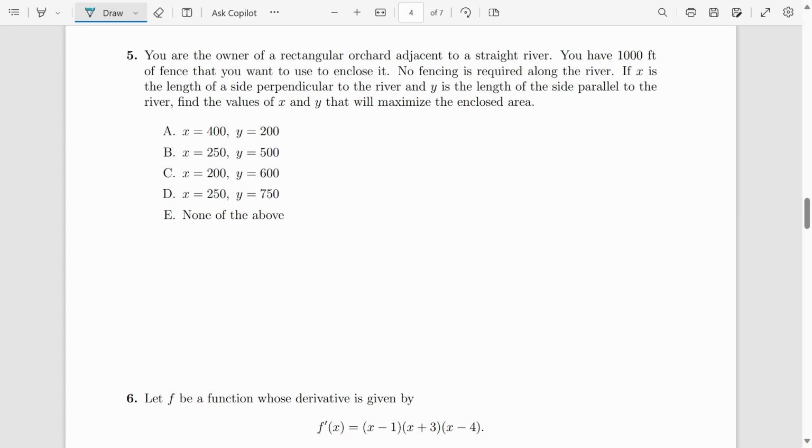Question 5. You are the owner of a rectangular orchard adjacent to a straight river. You have 1,000 feet of fence that you want to use to enclose it. No fencing is required along the river. If x is the length of a side perpendicular to the river, and y is the length of the side parallel to the river, find the values of x and y that will maximize the enclosed area.